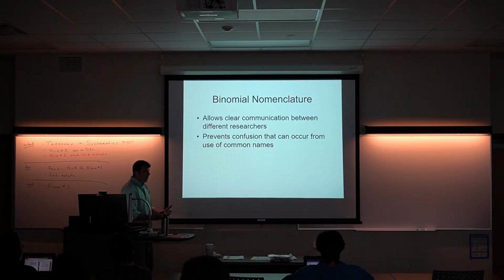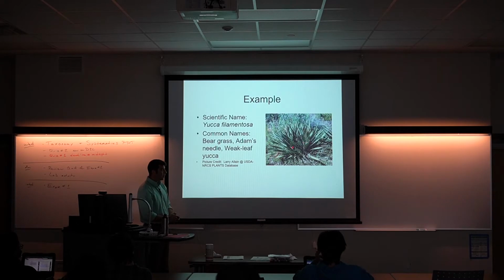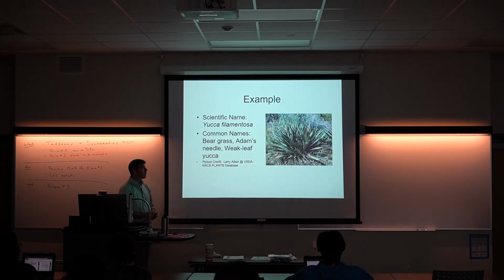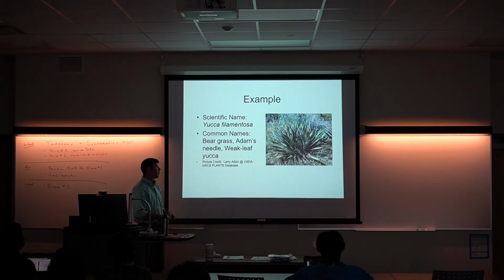If we can adopt these scientific names, it will help alleviate confusion when you're talking about organisms in the wild. Like, this is a yucca plant that you might see if you go for walks in the hill country, and there are several different species of yucca. And if you go just by the common name of this organism, which there are several common names, it could be confusing as to which plant you're talking about. Bear grass or Adam's needle or weak leaf yucca are all common names for this plant.